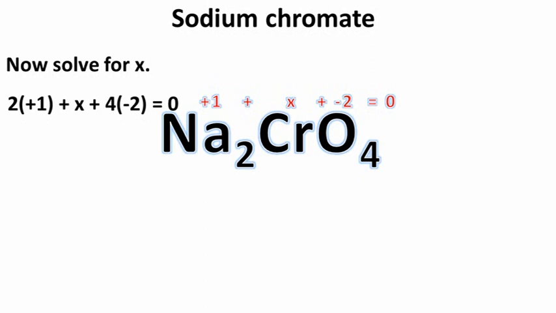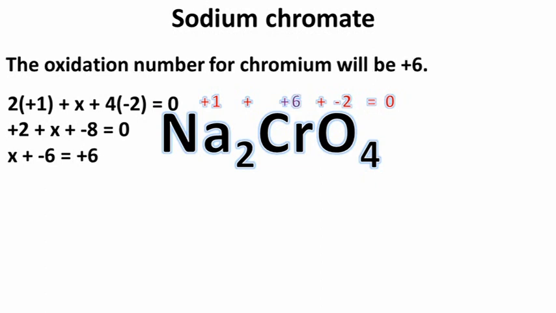Now solve for x. 2 times plus 1 plus x plus 4 times minus 2 is equal to 0. And plus 2 plus x plus minus 8 is equal to 0. Remember, there are 4 oxygens in this compound. X plus minus 6 is equal to 0. So the oxidation state for chromium in this compound will be plus 6.